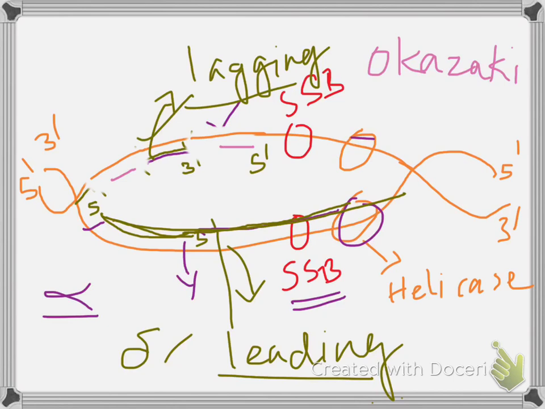And this gap is filled by DNA polymerase delta. These gaps are filled by DNA polymerase delta, and again here there will be some nicks, and those nicks are sealed by the enzyme DNA ligase.